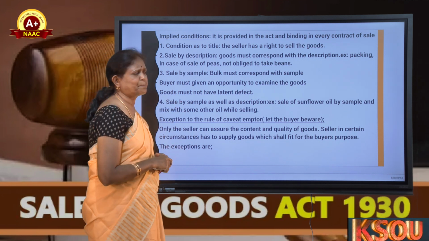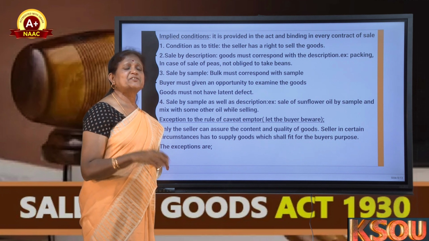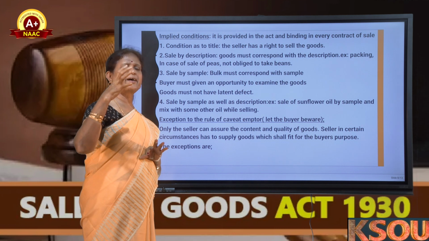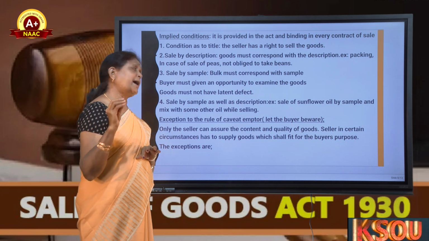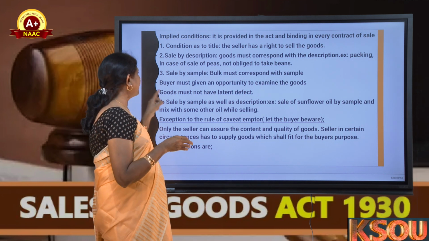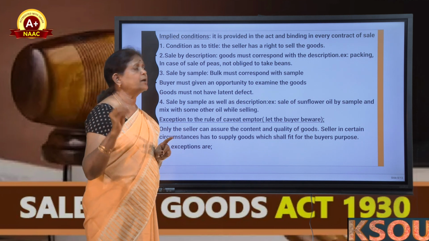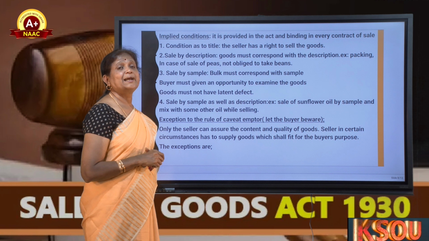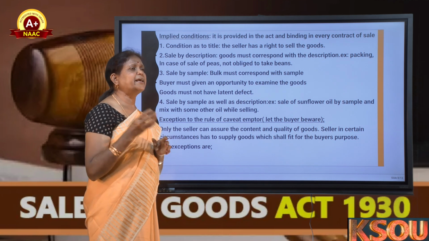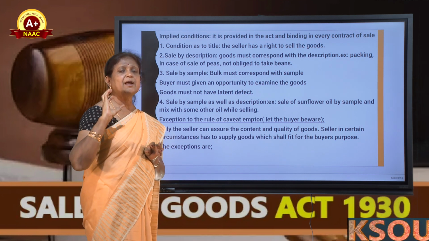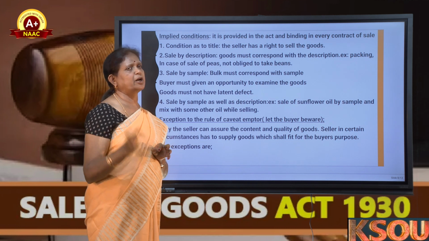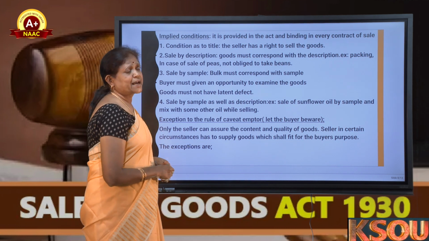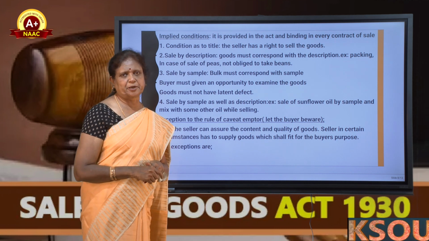Suppose it is a sale by sample. If a sample is shown by the seller, then the whole goods must correspond with the sample only, and at the same time the buyer must always be given an opportunity to examine the goods, and the goods must not have a latent defect. Latent defect means a defect that cannot be found out using ordinary knowledge. Then there is sale by sample as well as by description.